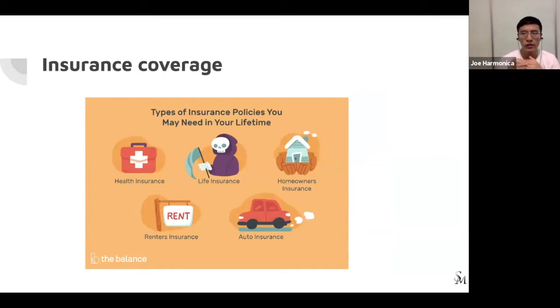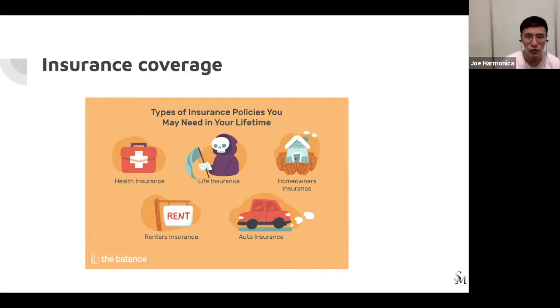The other thing I want to talk about is insurance coverage. Insurance coverage is the base of your pyramid, okay? So this is your wealth protection. You might be spending money and you don't know what for now, but when you reach the point where you need your insurance, you will be very grateful that you paid that amount of money and made the right decision, okay?